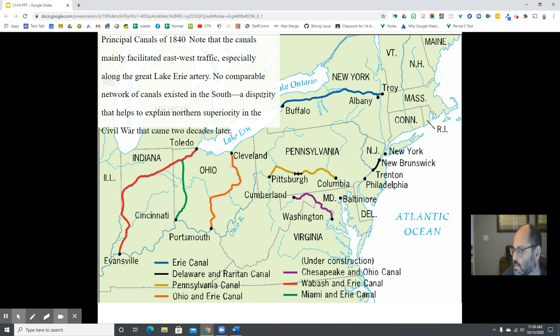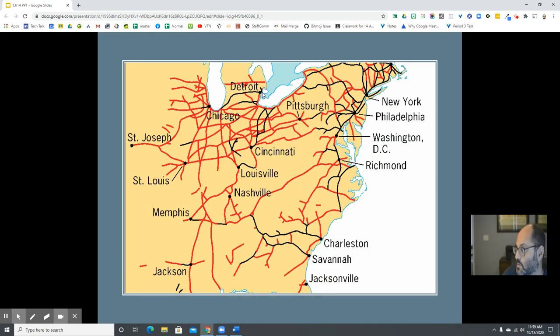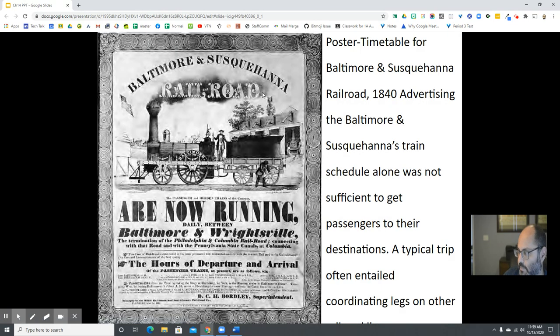Obviously more in the northeast, pretty much exclusively in the northeast, and facilitating this east-west connection. So northeast to west has a lot of connection with one another, but the South seems to be kind of left out of this canal system. Here are railroads, and I think it tells a very similar story. More of the connections are going east-west, and there's far more concentration of railroad lines in the North. So the South is kind of being left out of this, with less of a need for it.